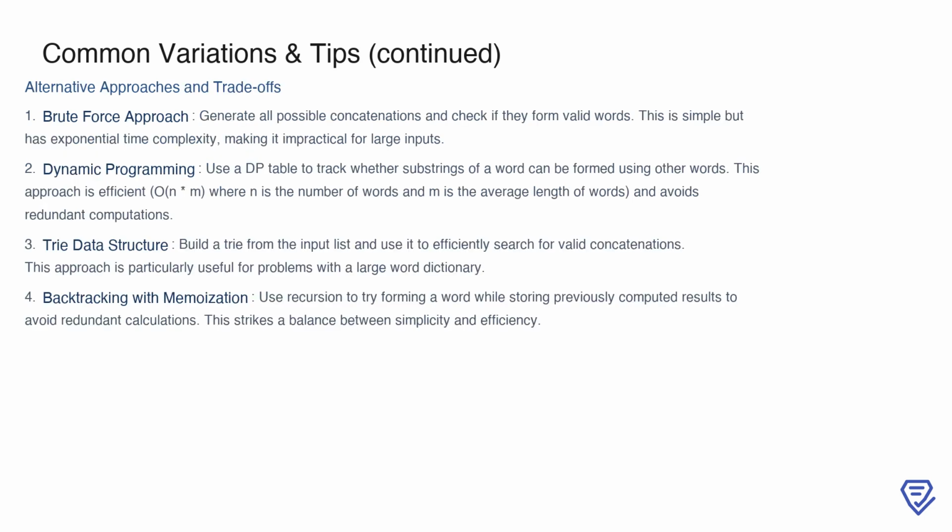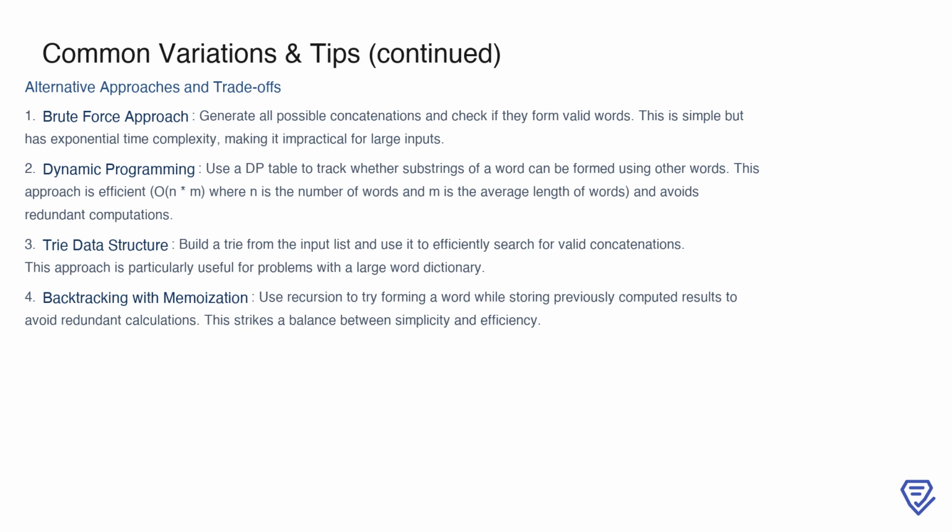Finally, let's discuss alternative approaches and their trade-offs. A brute force method generates all possible concatenations and checks if they form valid words. While straightforward, its exponential time complexity makes it impractical for larger inputs. A more efficient approach is dynamic programming, where you use a DP table to track whether substrings of a word can be formed using other words. This method avoids redundant computations and has a manageable time complexity of O(n * m), where n is the number of words and m is the average length of the words.